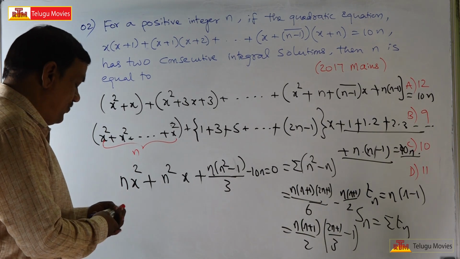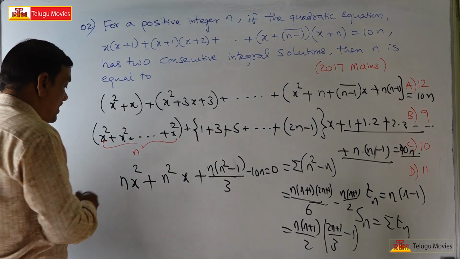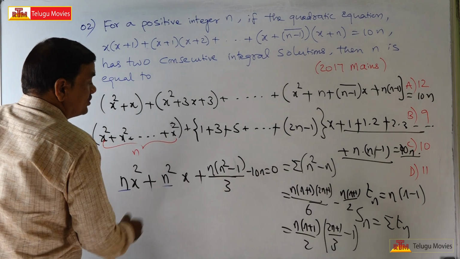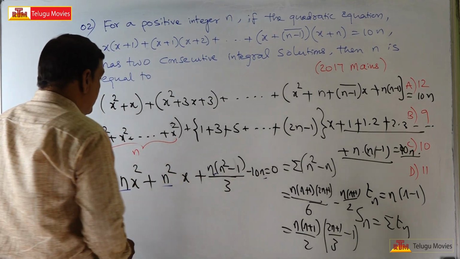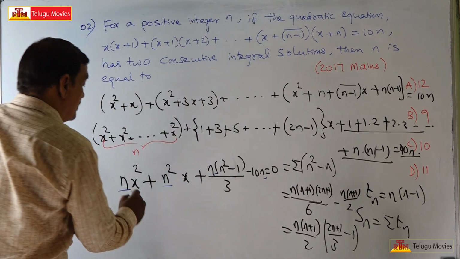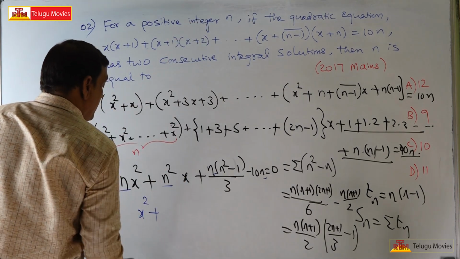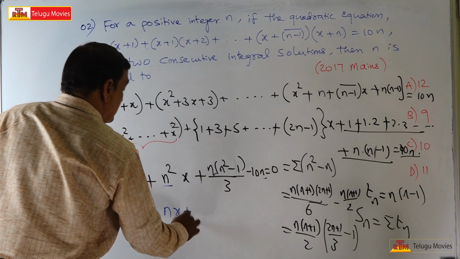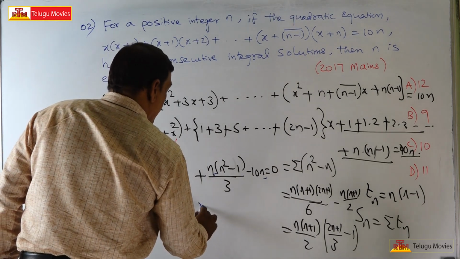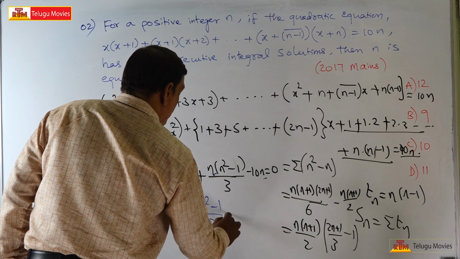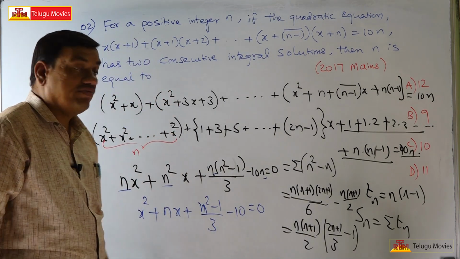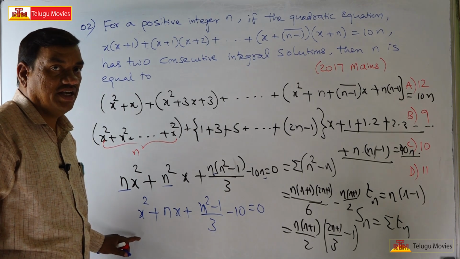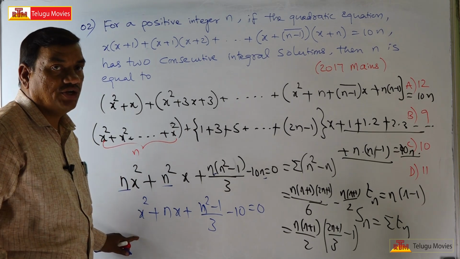Okay now. So if you observe here, n is there, here also n is there, here also n is there. You can cancel with n since n is not equal to 0. Therefore, this is x square, so this is nx plus n square minus 1 upon 3 minus 10 is equal to 0. Still, you can simplify this and you will get a quadratic equation. So, let us continue our solution.